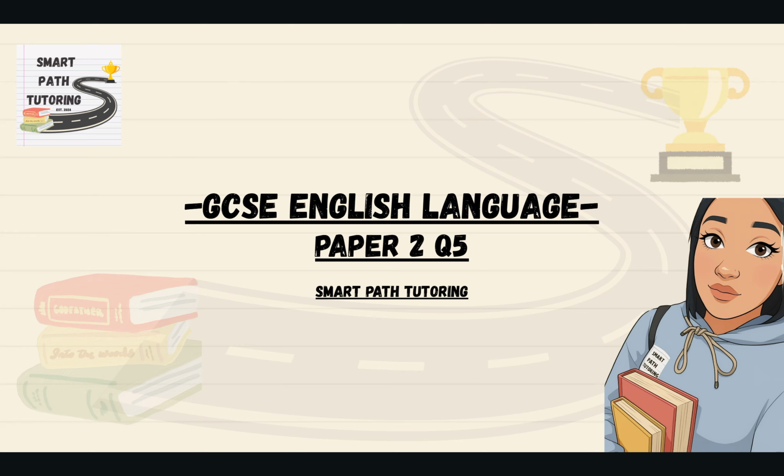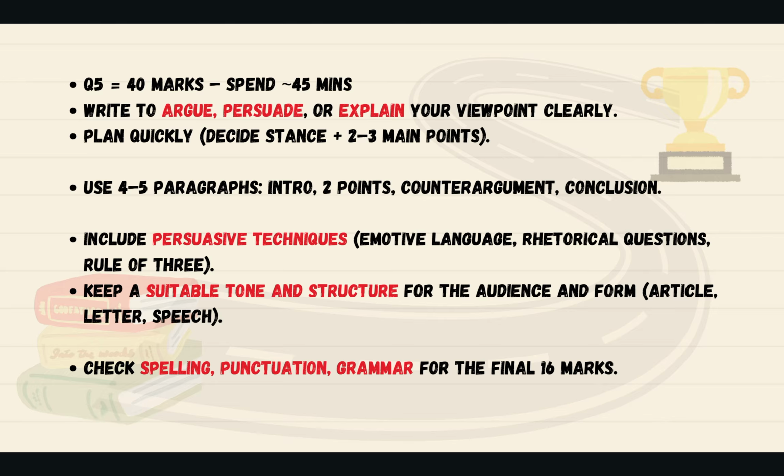In this video, we're going to have a look at GCSE English Language and we're going to look at Paper 2 Question 5. Paper 2 Question 5 is worth 40 marks and I'd recommend spending about 45 minutes on this question. Your goal is to write to argue, persuade or explain your viewpoint clearly. You have to plan this answer quickly where you decide your stance and look at 2 to 3 main points you're going to write about.